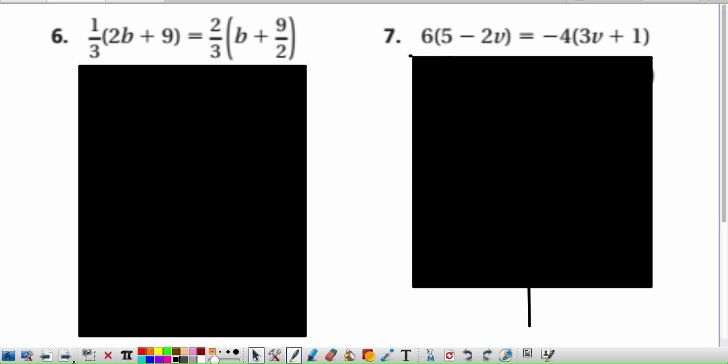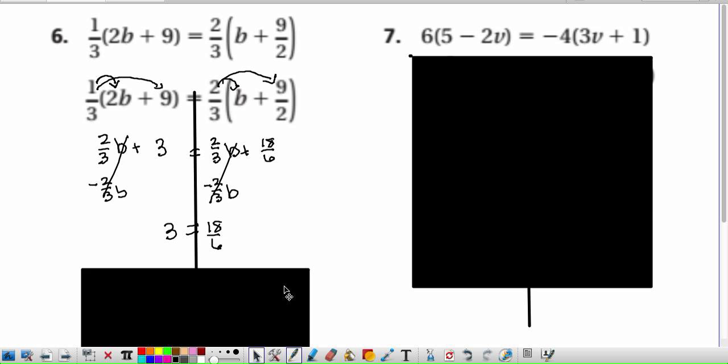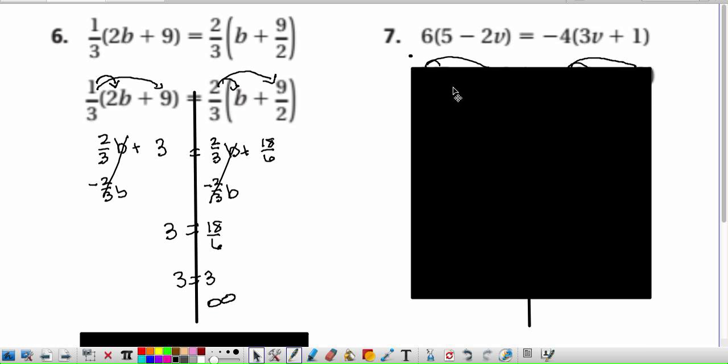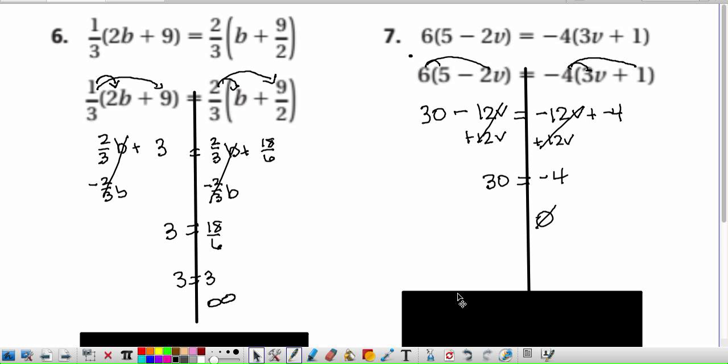Here's a couple of more if you want to pause the video and try these. Okay, if you want to check your answers, these are a little bit more involved just because you have distributive property on both sides, but you follow the same steps every time. Distributive property, combine your like terms, and solve for your variable. Get your x or your v or your b or whatever variable you have by itself.